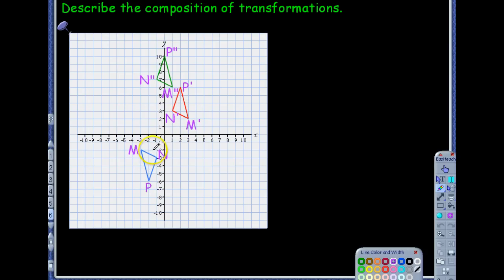No, and I like that you're kind of thinking, am I translating? Am I reflecting? Or am I rotating? Those are the questions that I think you ask yourselves. That would be the first thing you ask. And it doesn't look like you're just sliding it. So translation would be out of the question.